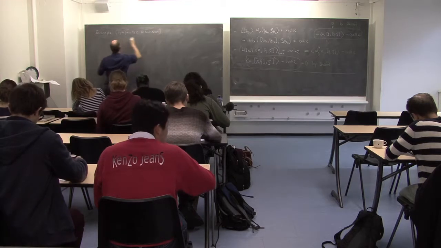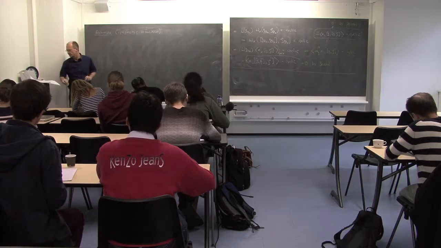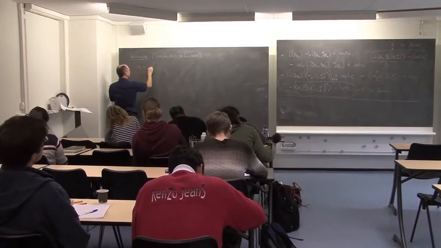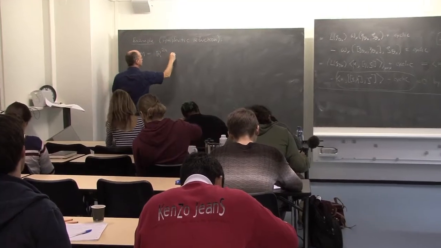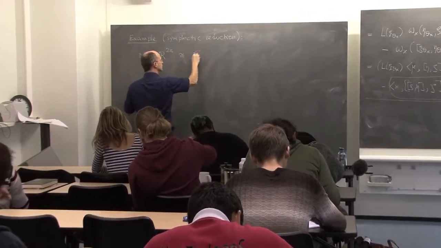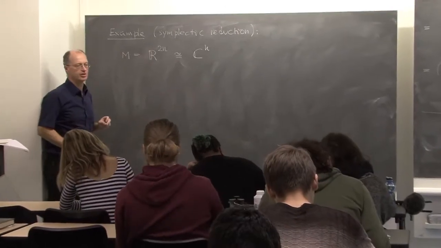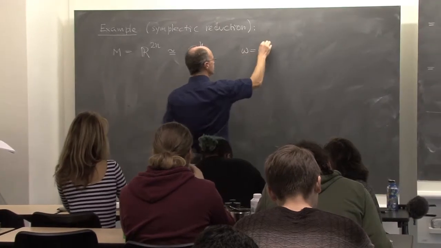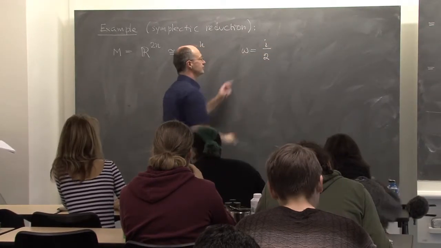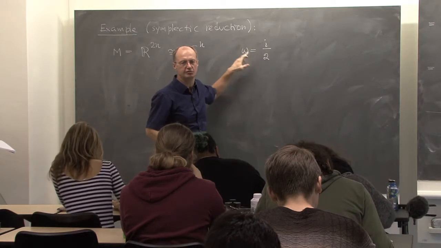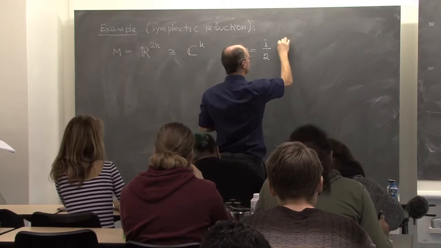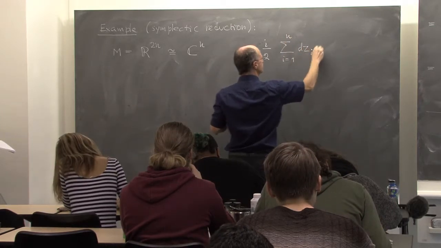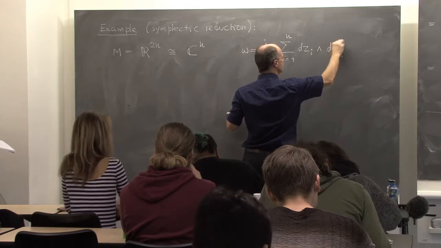So let's look at the following example of symplectic reduction. So M will be R^2n, and I would like to think of it as a copy of C^n. And I'll look at the standard symplectic form. I'm not sure how we handled those i's. Was it i over 2 or 1 over 2i? And here, sum from 1 to n, dz_i wedge dz_i bar.